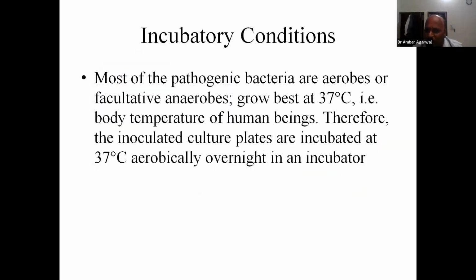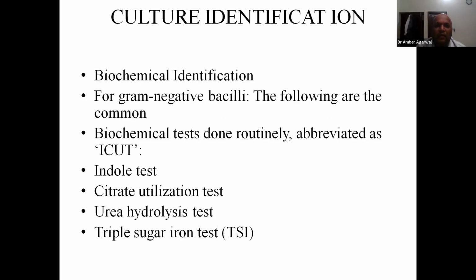Now, after plating, how will the organism grow? It needs a certain temperature. So most commonly, they are incubated at 37 degrees Celsius. Now coming to the next day, you have incubated and you have got some growth. Now, how will you identify what growth it is? Most commonly, there are two things. One is gram positive, one is gram negative. For gram negative, the most common tests used are indole, citrate, triple sugar iron, and urea.